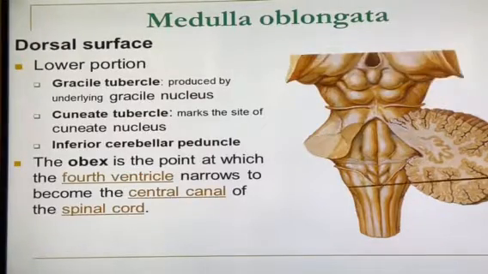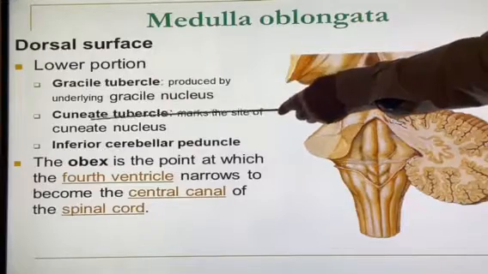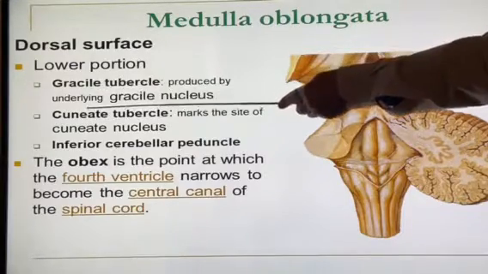The lower portion of it forms, can you see this elevation? This one and the other. These are fibers or fasciculi. We call them fasciculus cuneatus and fasciculus gracilis. Gracilis and cuneatus, both of them.